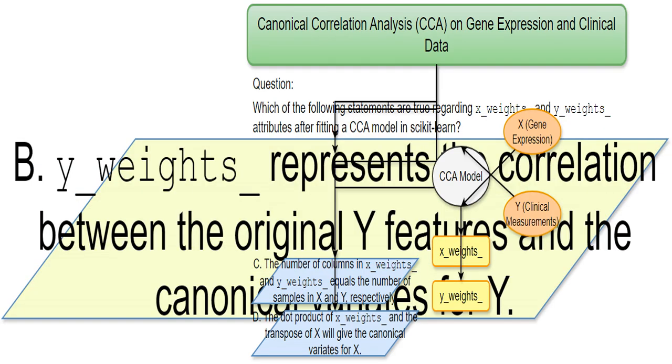Nope, this one's wrong. Y_weights_ doesn't represent correlations. It gives the weights, just like X_weights_ but for the Y dataset, e.g., clinical measurements. Each number tells you how much to scale each original clinical measurement feature to get the canonical variate. Think of it as a different mixing bowl, this time for the clinical data.